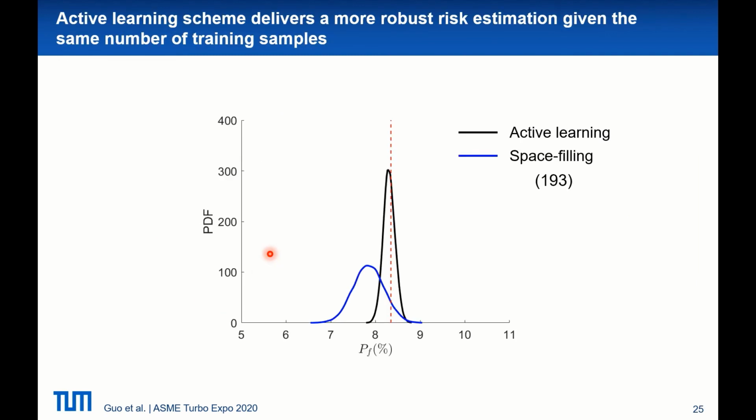So here we compare the results of the active learning scheme and the naive space-filling scheme. Both are using the same number of training samples. We can clearly see that the accuracy is much higher and the uncertainty is much lower now. This indicates that the active learning scheme did fulfill the promise.